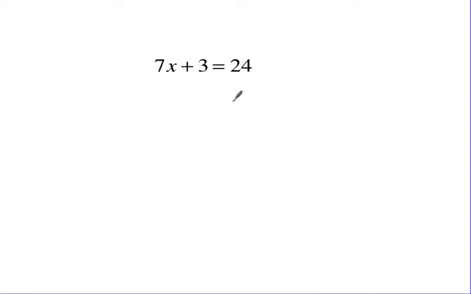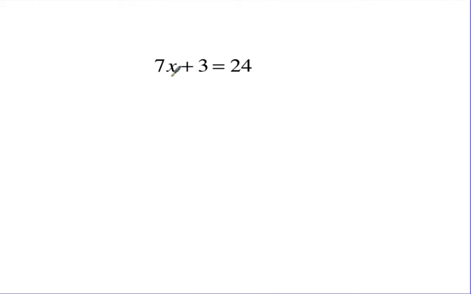Solving linear equations is one of the most important topics in GCSE maths, and this is what you call a classic two-step equation. So we've got 7 lots of something, which is x here, plus 3 equals 24. So to solve this, it's all about doing the opposite. So if I see plus 3 here, I'm going to take it away.